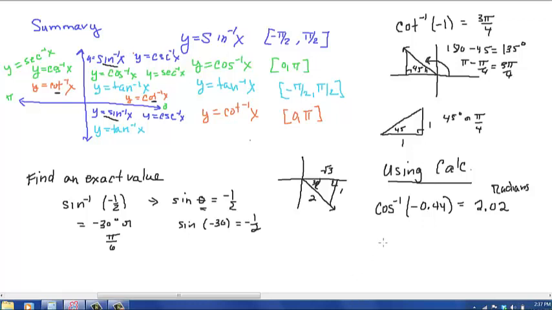All right, let's check out a reciprocal function, make sure we're okay with that. So let's say secant inverse of negative 1.28. All right, this time why don't we do degrees? All right, so what we're going to enter is cosine inverse of 1 over negative 1.28.